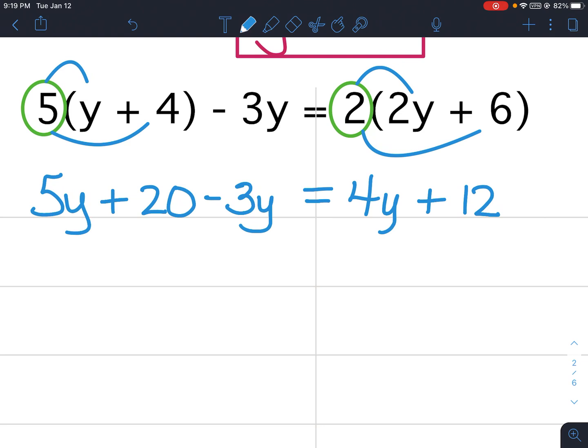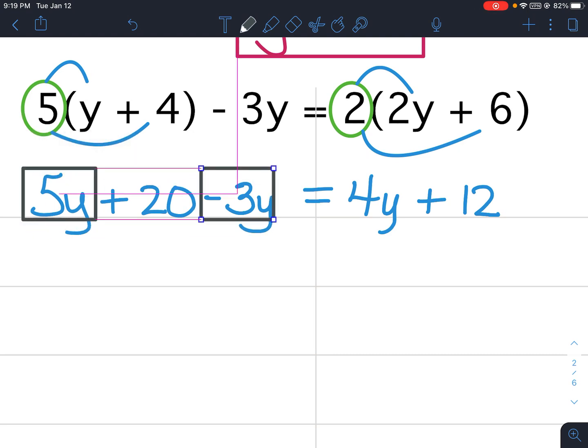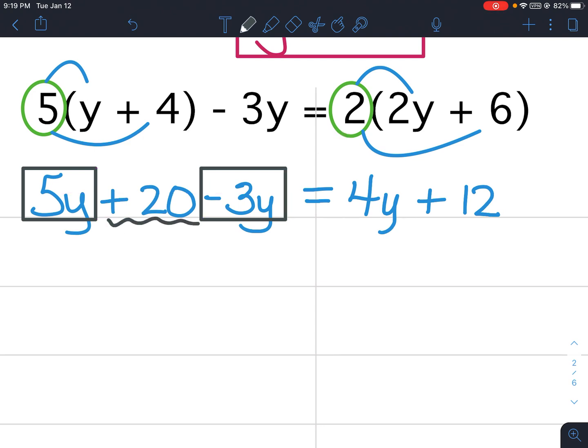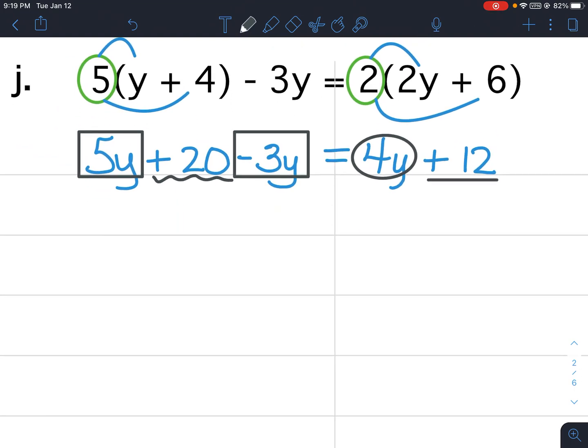All right, now I combine like terms. So I've got 5y and negative 3y, constant term of 20. I've got 4y and 12. So there's nothing to combine on the right side of the equation. The only thing I can combine are these y terms here. 5y minus 3y would give me 2y. Bring down the plus 20. Equal sign. 4y and the 12.